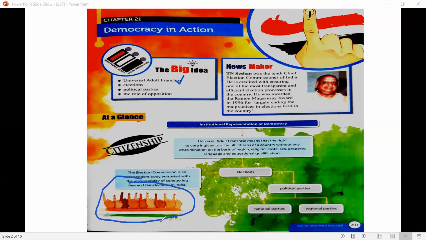All the different colored hands, we can see there's a vote sign over here, and that is mandatory. Nobody would be discriminated against on the basis of region, religion, caste, sex, property, or language, or even whether they have passed 10th, 12th, or are graduating. It doesn't matter, anyone can vote. I mean to say 18 years and above.